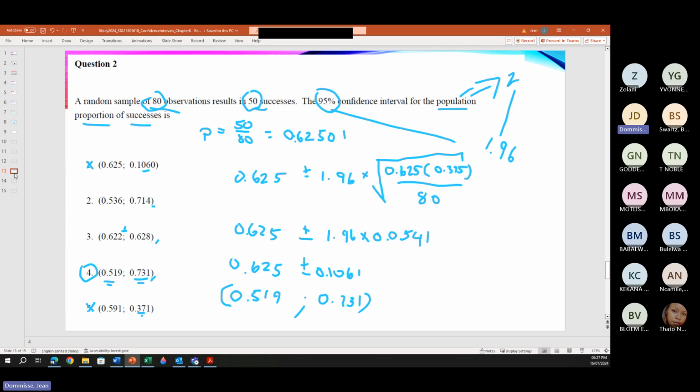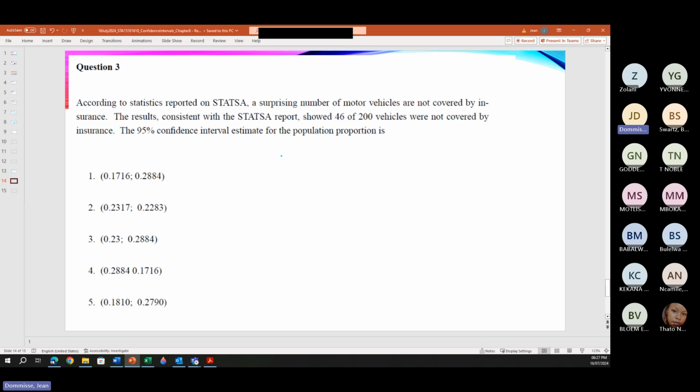Okay, so let's go to the last question for tonight. So again, let's just see what we're saying. According to a statistics report on Stats SA, a surprising number of motor vehicles are not covered by insurance. The result consistent with the Stats SA report showed that 46 of 200 vehicles were not covered by insurance. Then work out the 90%, 95% confidence interval estimate for the population proportion.